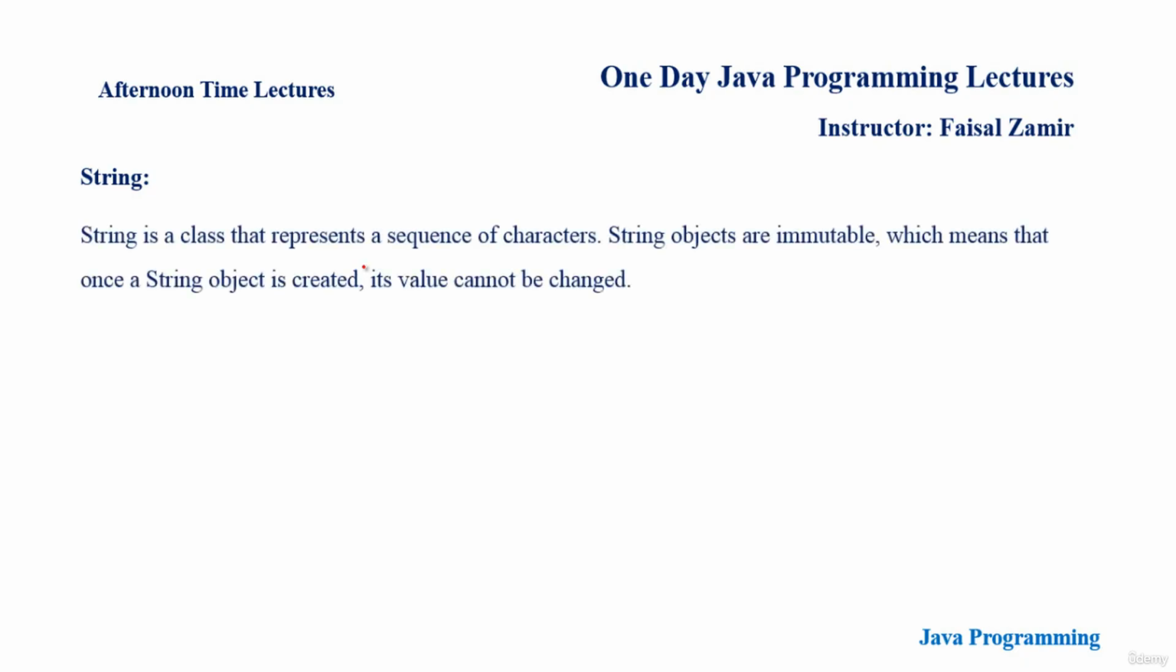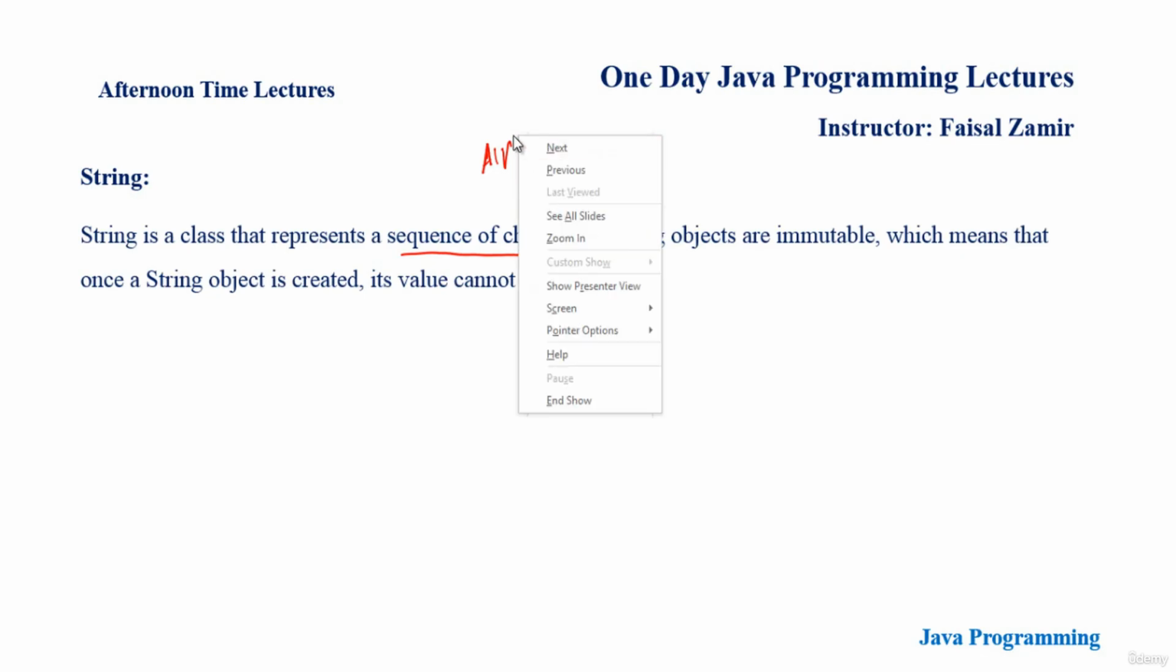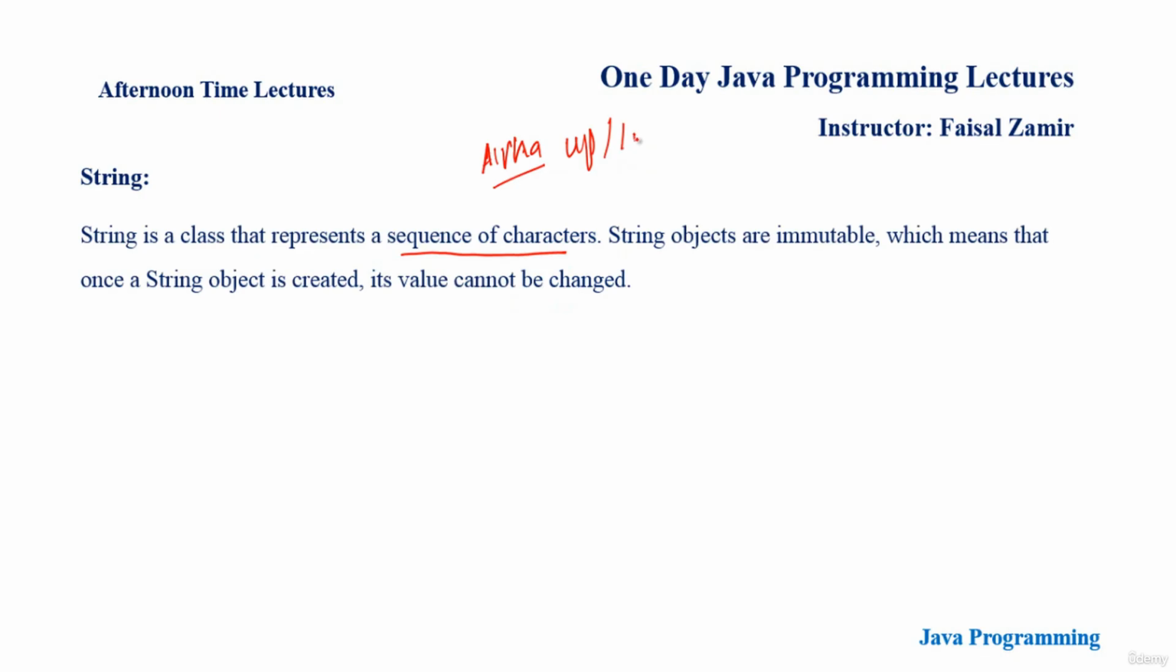String is actually a class that represents a sequence of characters. A sequence of characters means that you can provide any alphabet, maybe uppercase or lowercase, or you can also include any number from 0 to 9, any special character, white spaces. String objects are immutable. Immutable means you cannot update a string. Once a string object is created, its value cannot be changed. That is immutable.